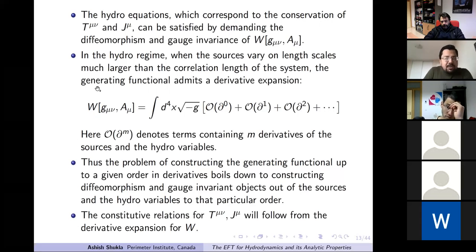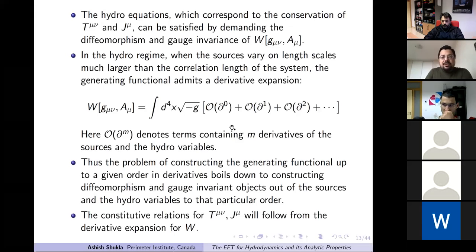Okay, so my W, I can write in a derivative expansion as an integral over this measure of some order del 0 terms, which are independent of derivatives, then order del 1 terms, which are one-derivative terms, order del squared terms, and so on. Here del m basically denotes terms which contain m derivatives and are made up of the sources G mu nu and A mu and the hydrodynamic variables such as the temperature, chemical potential, etc. So the problem of constructing this generating functional boils down to constructing diffeomorphism and gauge invariant scalars, which you can insert at various orders in this derivative expansion.